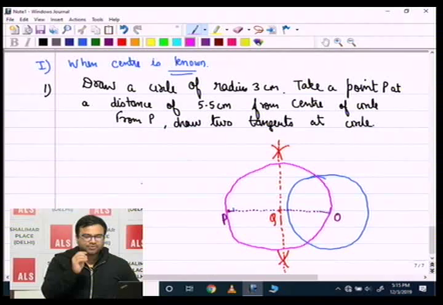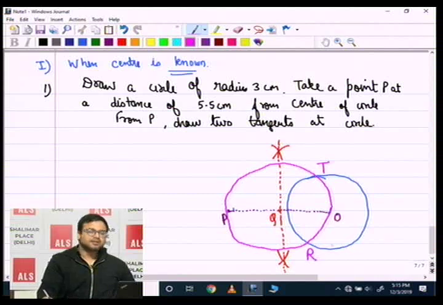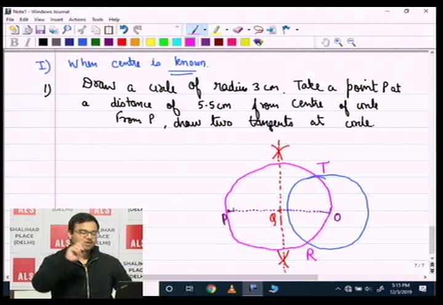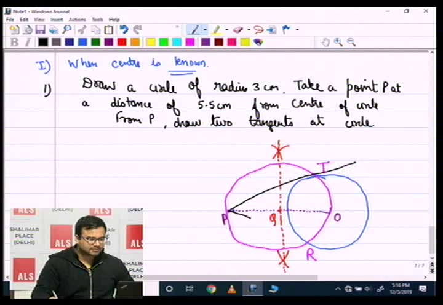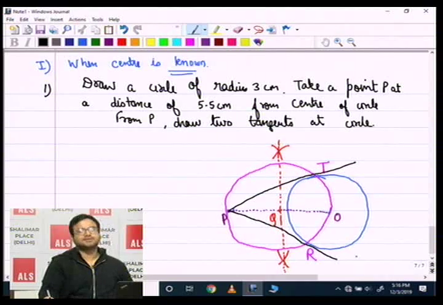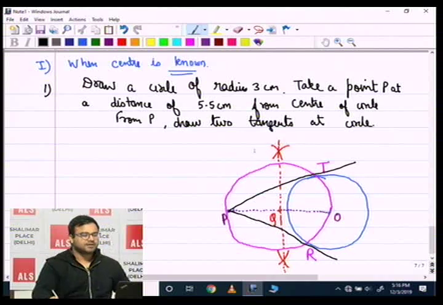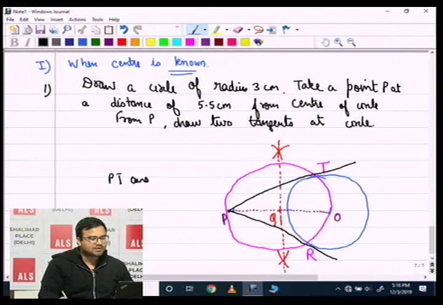Okay, now you can see the larger circle is intersecting the smaller circle at two points. Name them, let's say, T and R, the points of intersection. Now with the help of a scale, join the points PT and PR. So with the help of a scale, when you join it, like this and like this, join PT and PR. So PT and PR are tangents.